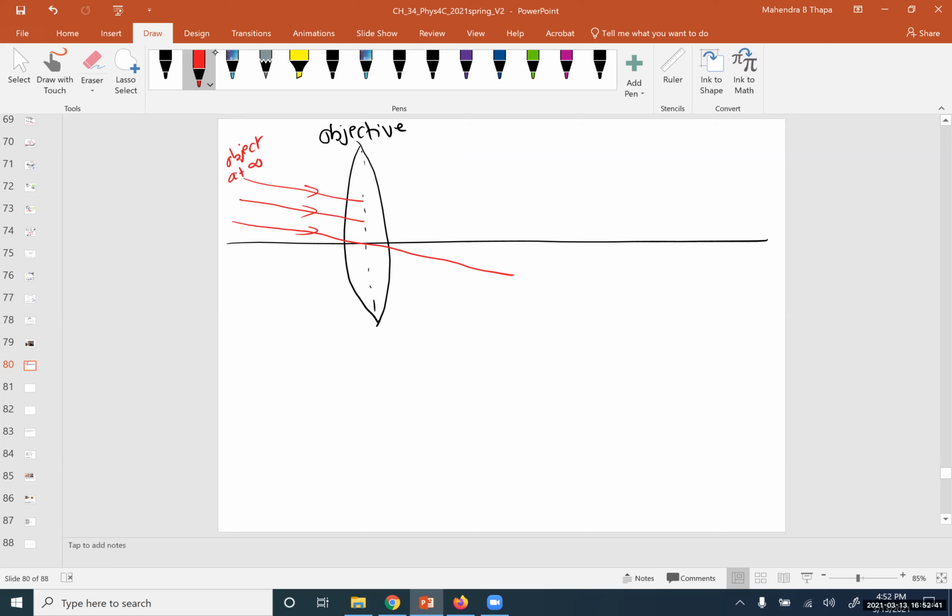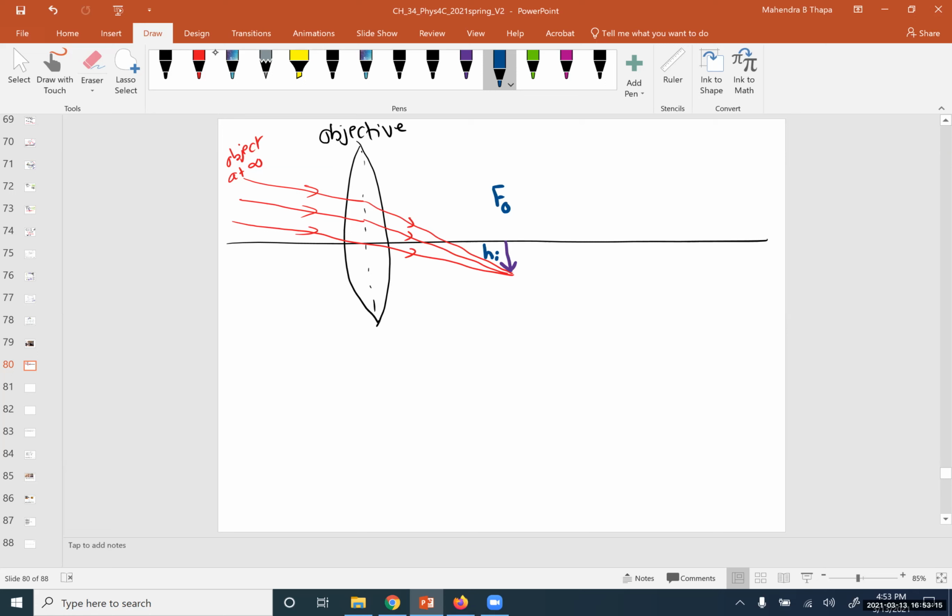Okay, so you know that rays from infinity means the image will be formed at the focus. Okay, so this will be the position of the image. This is the image position, which I indicate as HI. This is the focus point for the objective.